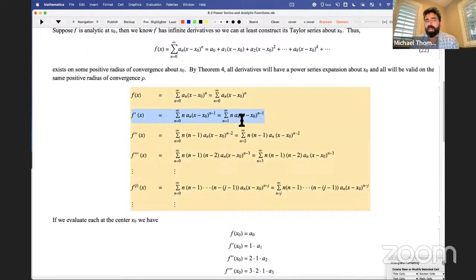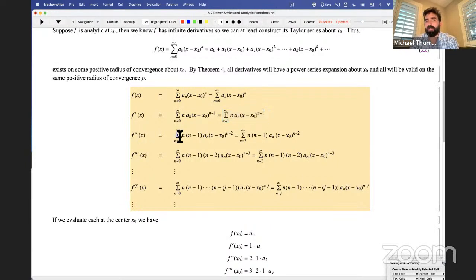You notice on the left and the right, they look identical. The only thing that I changed is I changed n equals 0 to n equals 1. Why did I do that? Yep, the first term would have zeroed out anyways. So we usually get rid of the first term if it's zero. You always want the first term to be non-zero.